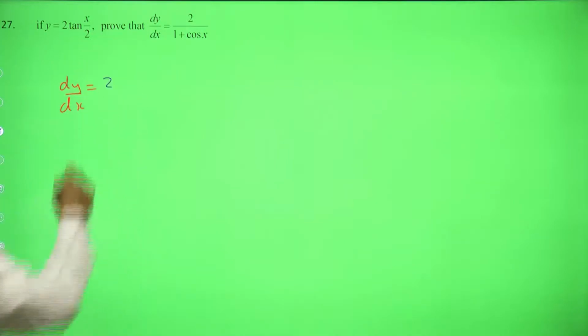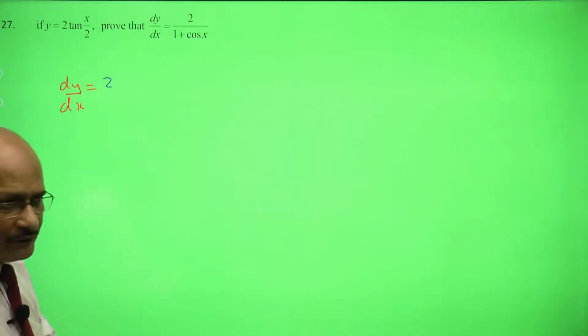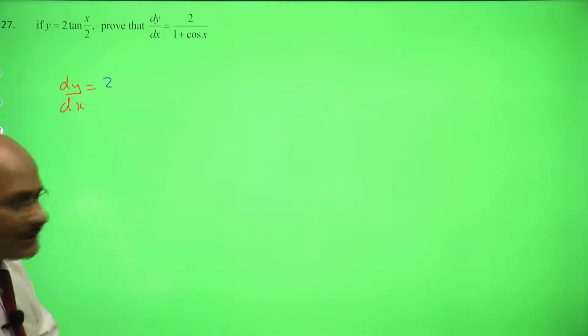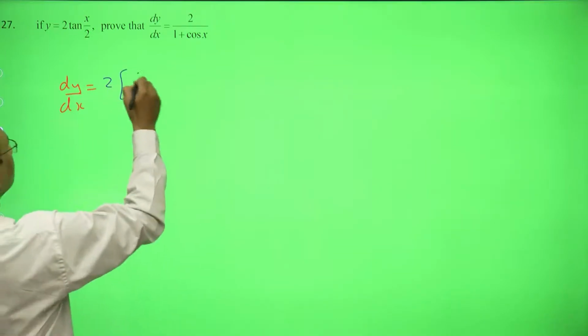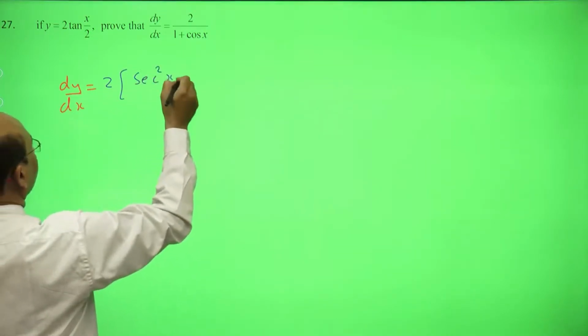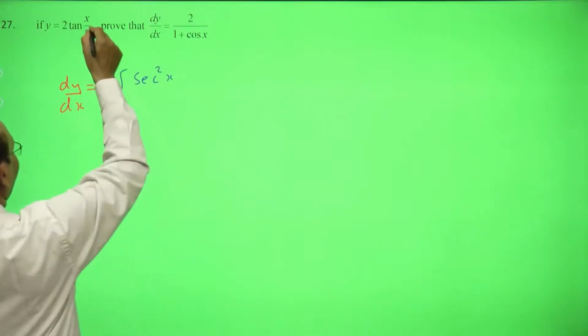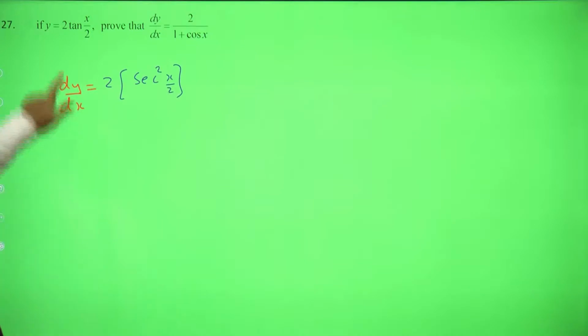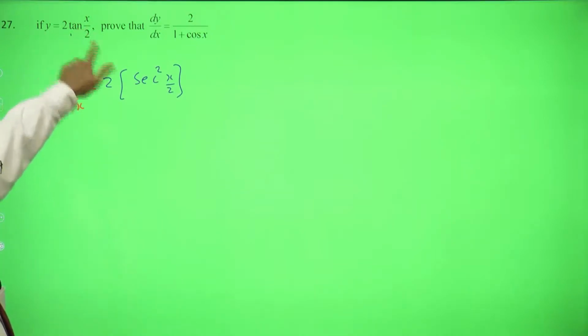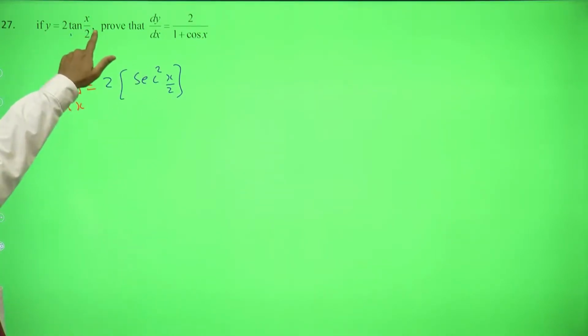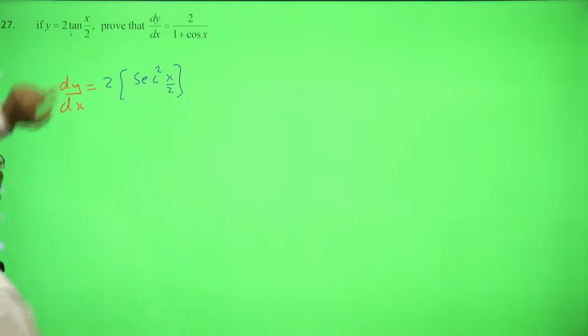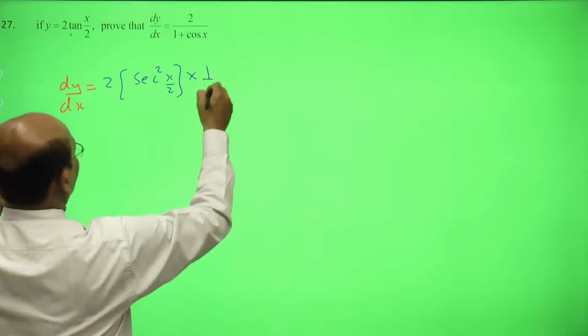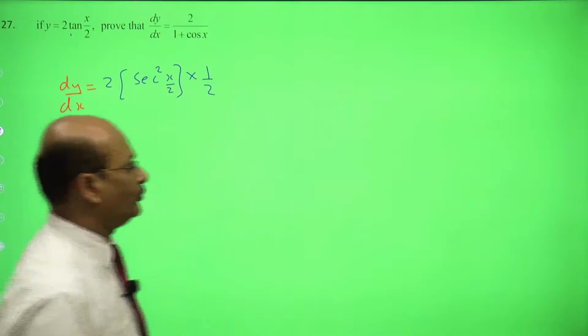What is derivative of tan of anything? Derivative of tan of something is sec square of that thing. So, this will become sec square x by 2. Remember, tan of anything, the derivative is sec square of that thing, into, chain rule says, 1 by 2. Understood? I will show you.